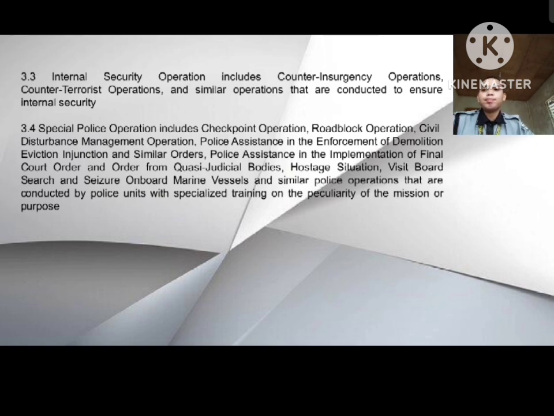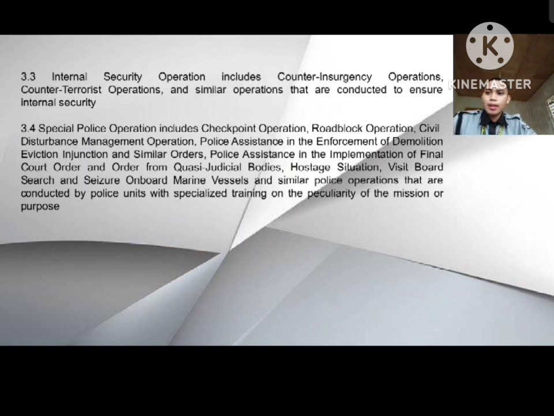So in 3.4, special police operation. This includes checkpoint operations, roadblock operations, civil disturbance management operations, police assistance in the enforcement of demolition, eviction, injunction, and similar orders, police assistance in the implementation of final court orders and orders from quasi-judicial bodies, hostage situations, visit board, search and seizure on board marine vessels, and similar police operations that are conducted by police units with specialized training on the peculiarity of the mission or purpose.